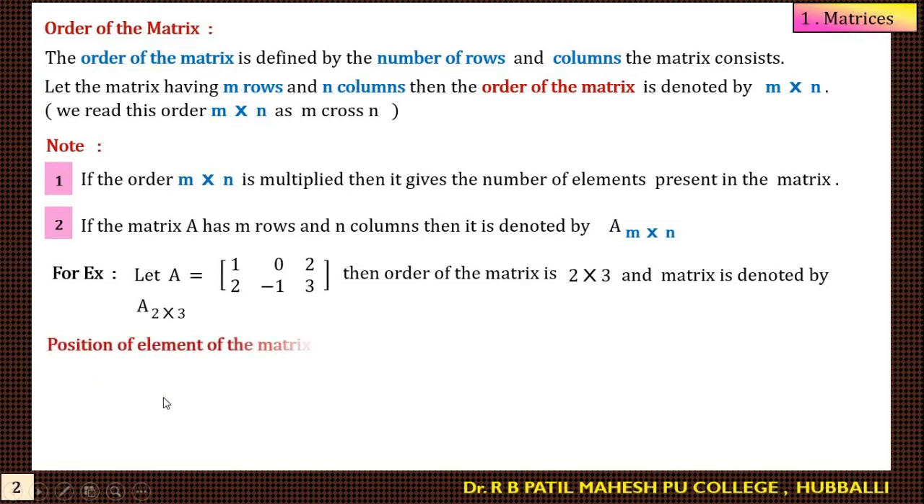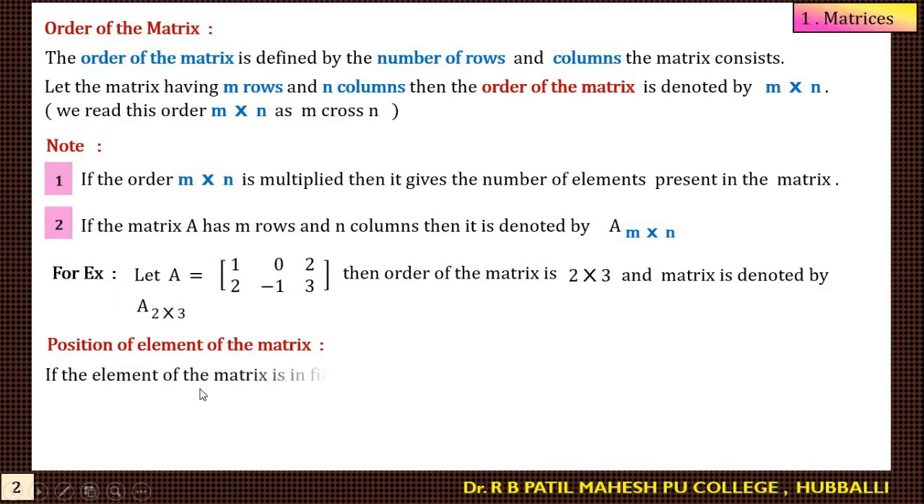Next is position of the element of the matrix. In this example, this element is in the position of first row, first column, and this 0 is in the position of first row, second column. In the same way, this element is in the first row, third column. So this is called the position of the element. Now here this minus 1 is in the position of second row, second column.